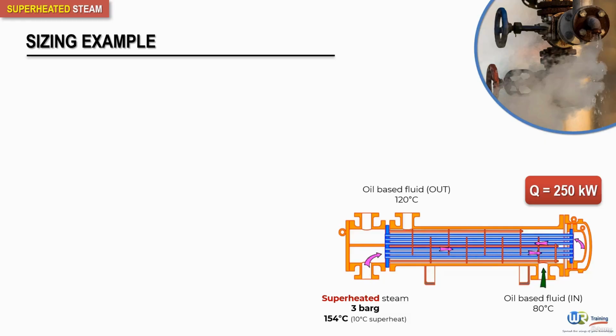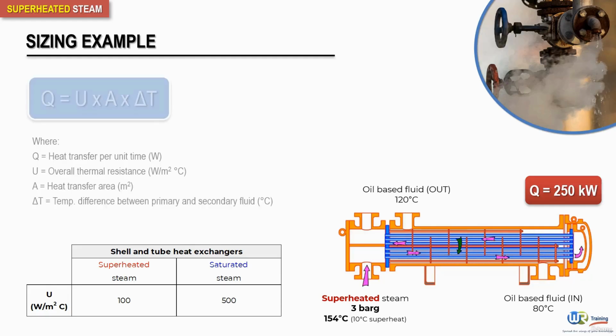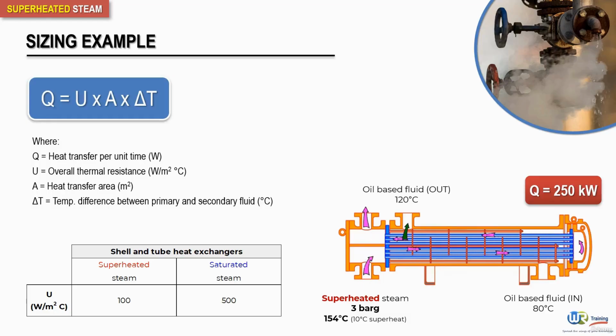The methodology is as follows. First, consider the heat exchanger if it were heated by saturated steam at the same pressure, so 3 bar gauge. The U value for saturated steam heating oil via a new carbon steel heat exchanger is taken to be 500 watt per square meter per degree Celsius, as highlighted in the bottom table. Now, using the heat transfer equation, we have the following.